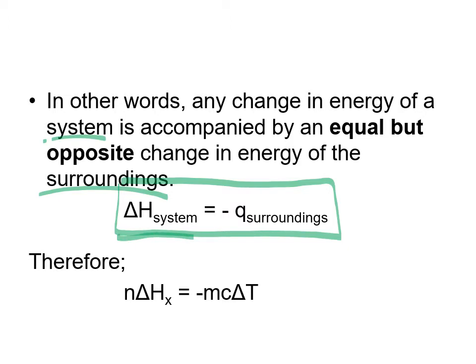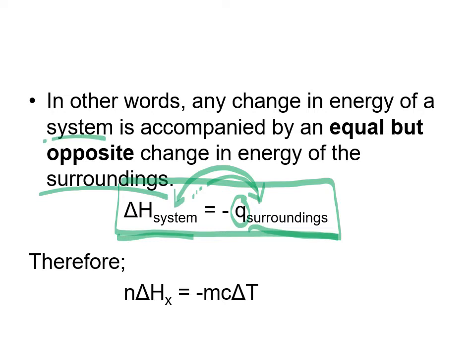If it is gaining energy, it has to be getting it from the surroundings. And we're going to talk in relationship to the heat that is moving out of the surroundings into the system, or vice versa, out of the system into the surroundings. Again, it is an equal but opposite change.